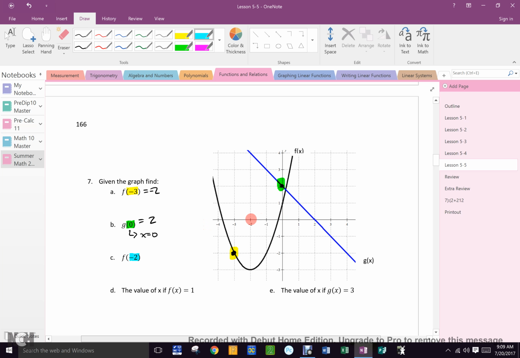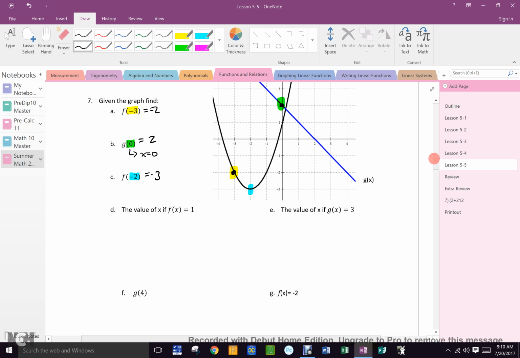I go to negative 2. Then I find the output on the F. It is right there. Negative 3. Now, something strange has happened in D. What has happened in D? I have a what value, Gerline? A y value. And that y value is what? 1. This is a y value.